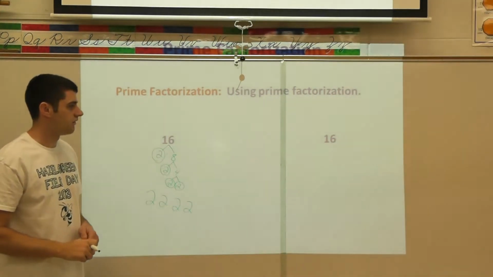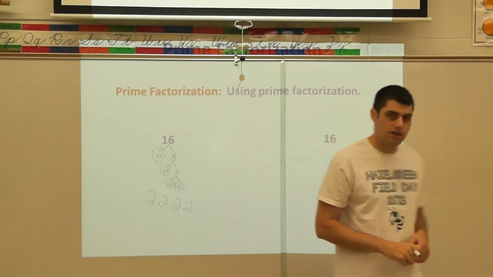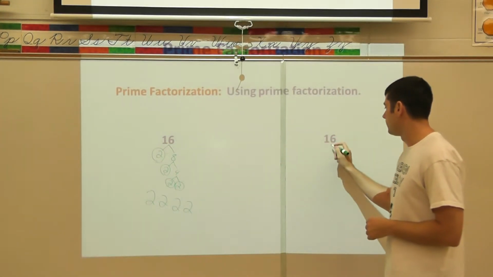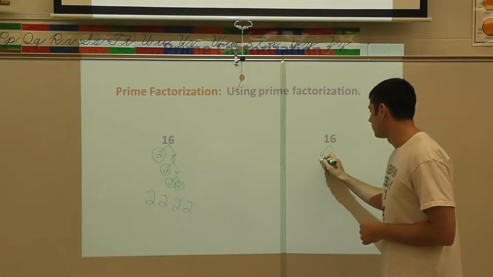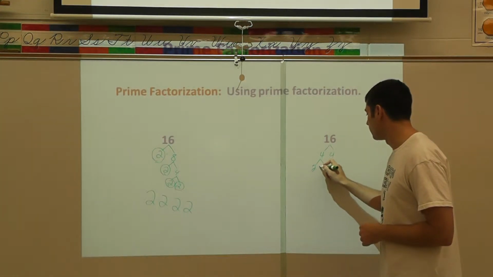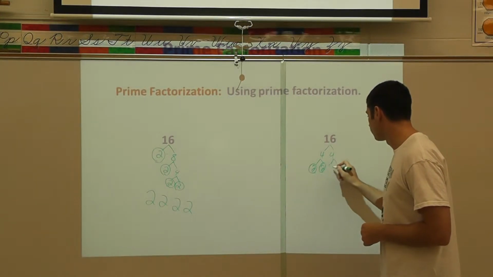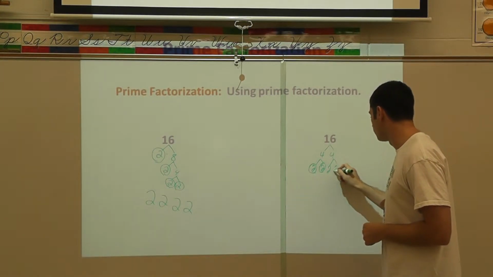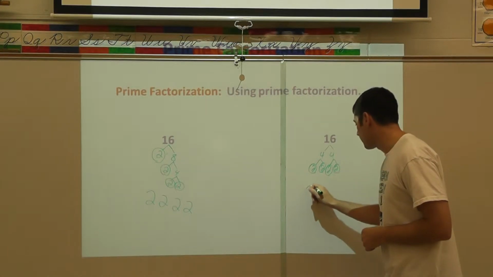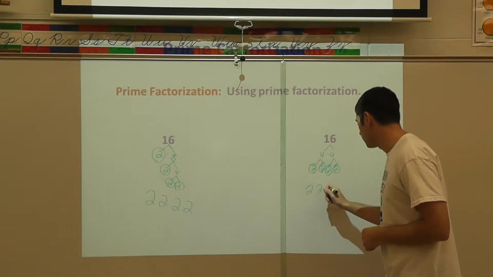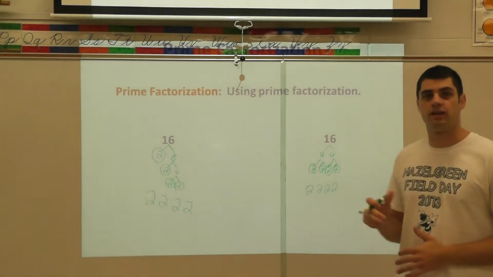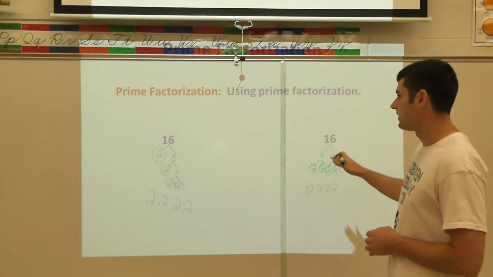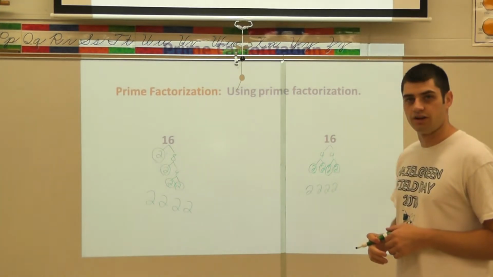Take a look at our next side over here, 16. Another way I could do this one would be 4 times 4. And then I could break up this 4 into 2 times 2, and I could break this 4 into 2 times 2. So the prime factorization is 2 times 2 times 2 times 2. Again, we've ended up with the same prime factorization, but we've taken 2 different methods to get there.